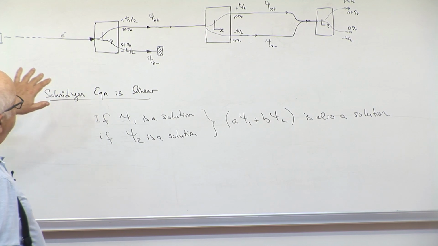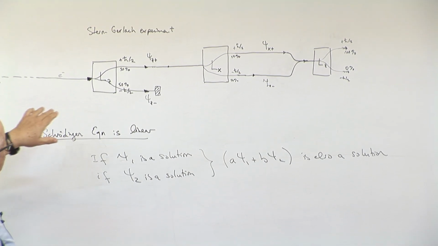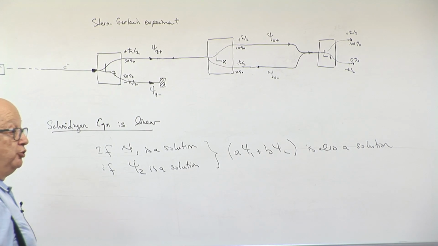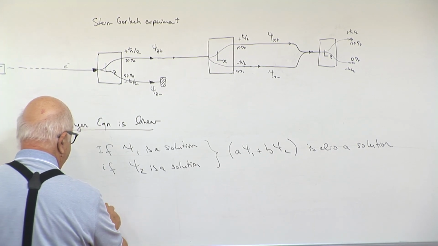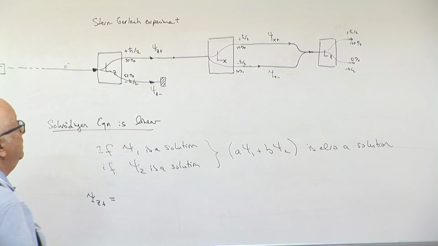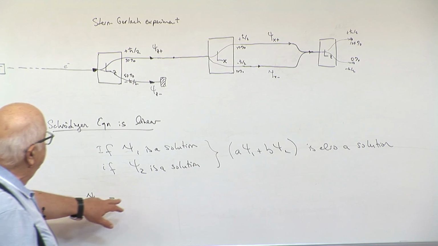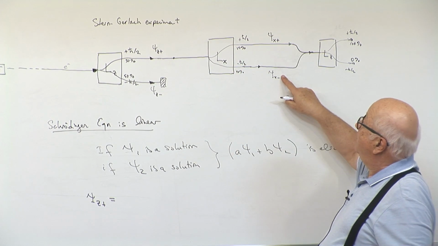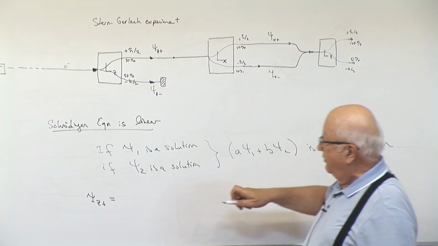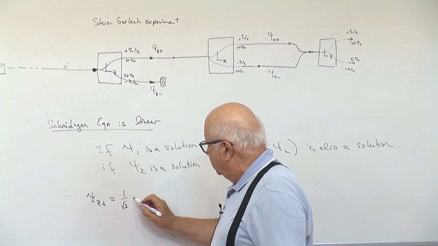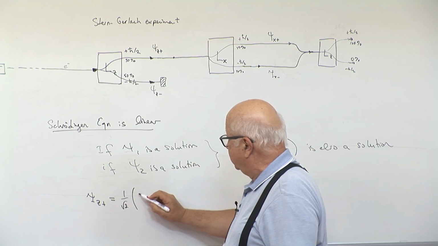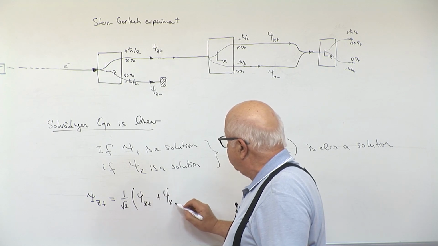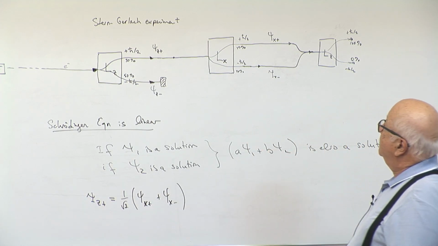Now, you see, when we write this psi z plus, it turns out that it may be written as a linear combination of the type of wave functions that I am going to get over here. In fact, there's a factor 1 over square root of 2, and I'll discuss what I mean by that. It's psi x plus plus psi x minus.